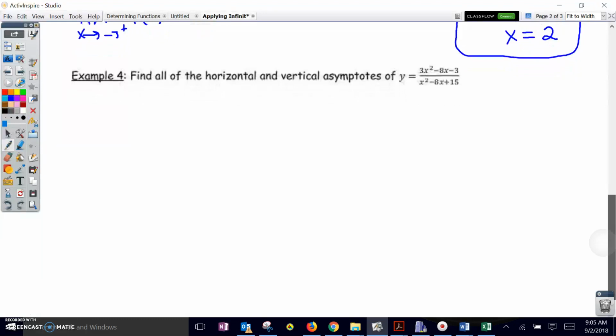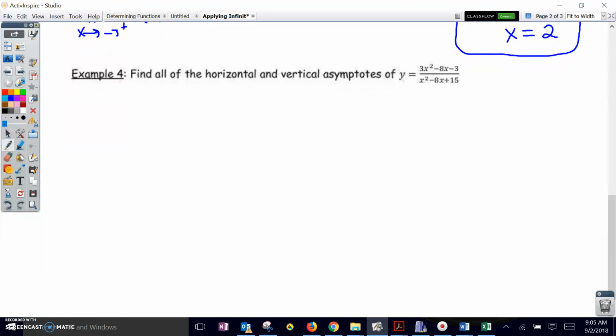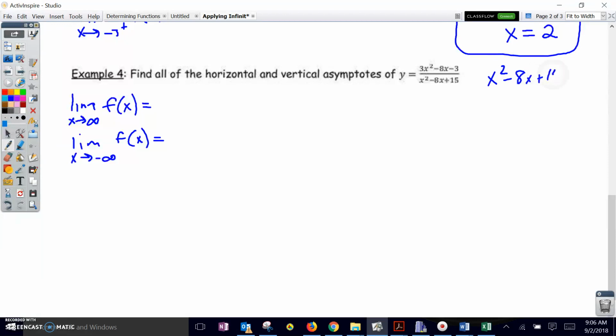Okay, another one. Find all the horizontal and vertical asymptotes of this function. So we need the limit as x approaches infinity of the function, and the limit as x approaches negative infinity of the function. And we need to figure out our candidates to be vertical asymptotes. We set our denominator equal to 0. And if I solve this by factoring, we get that our candidates are x equals 3 and x equals 5.